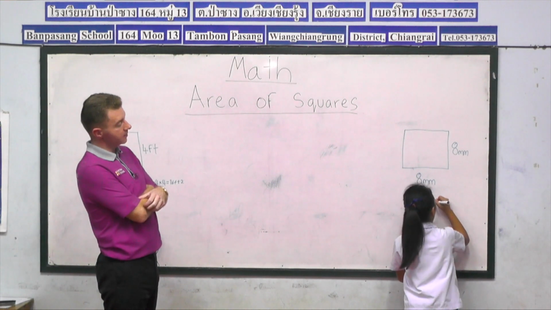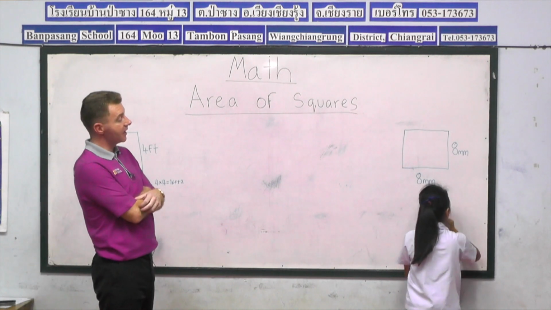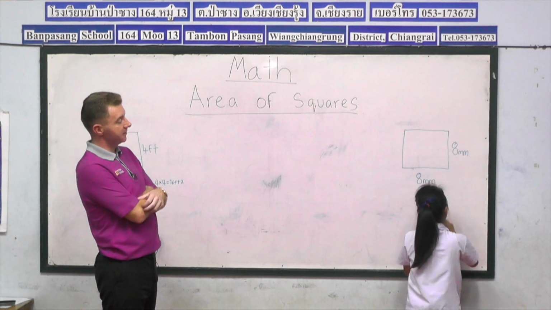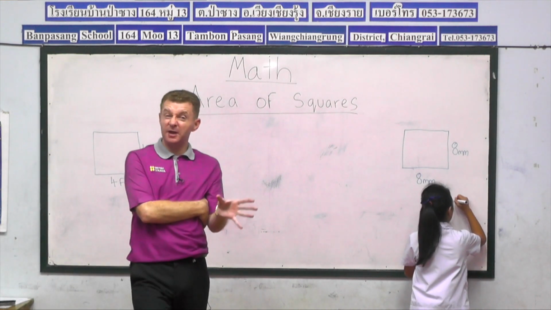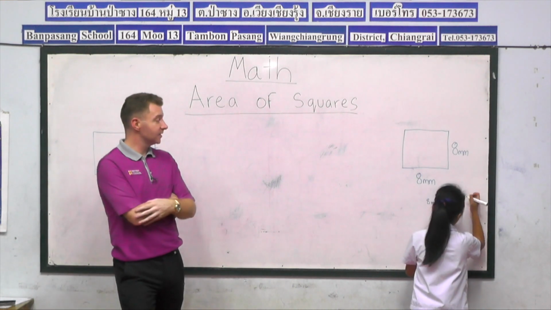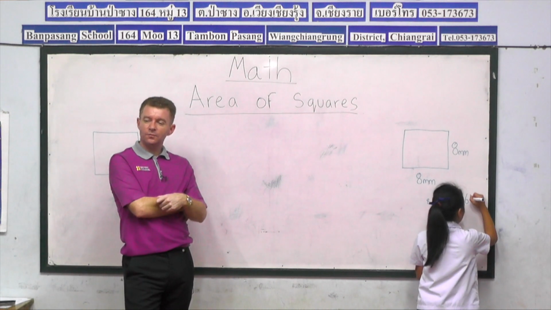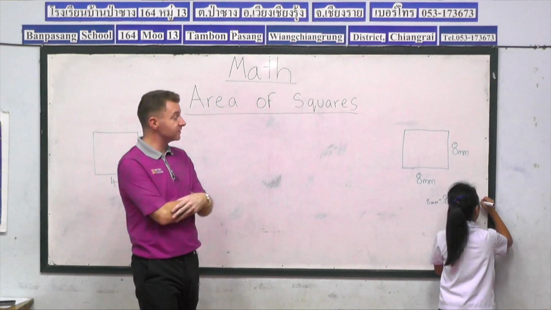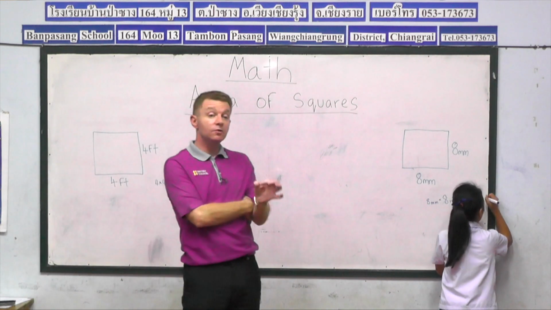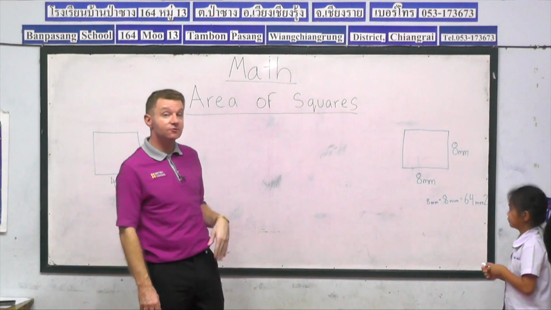It will be 8 millimeters times 8 millimeters. Because the sides of the square are the same, it's always the same number. So 8 times 8, guys. 64. 8 times 8 is 64. Then we use the unit of measurement, millimeters, and number 2 at the end to say squared.